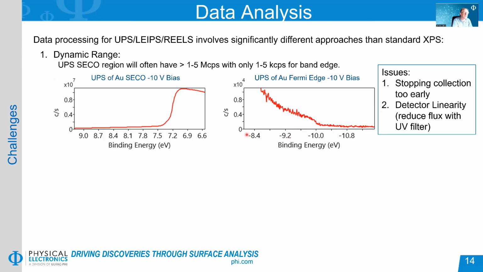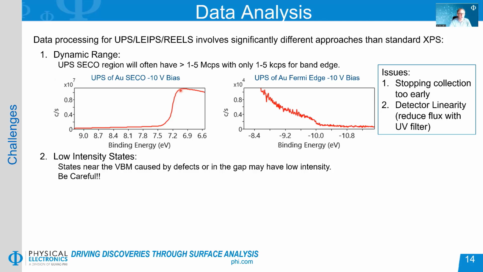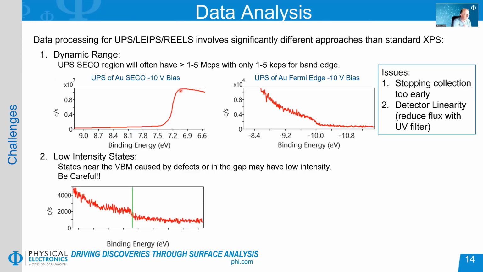So that can be a challenge because this is now so many counts per second that the MCPs actually can't keep up. And so it becomes not a linear representation, because you don't have linearity in your intensity over that whole range. It can also be challenging if you have low intensity states. So states near the valence band maximum, that can be caused by defects or in the gap, can have a low intensity, and you need to be careful about that.